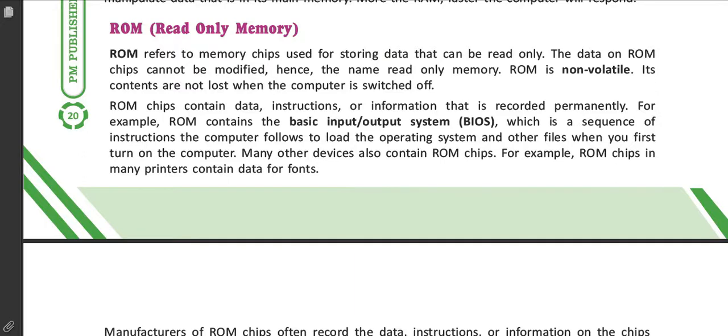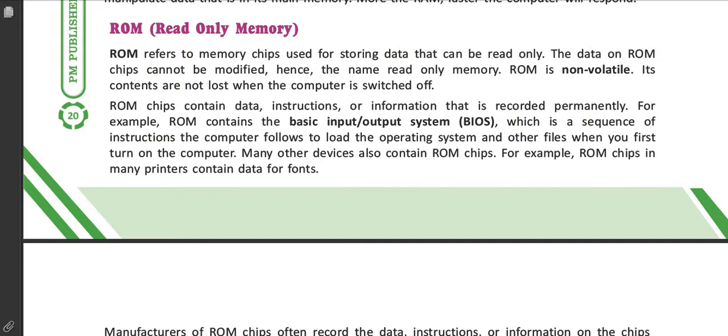Good morning, children. Today we will continue our chapter 2, Computer Memory. In the previous class, we have already discussed computer memory, like what is computer memory and how many types of computer memory. We have discussed that there are mainly two types of computer memory, primary memory and secondary memory. Primary memory is further classified into two parts: random access memory, RAM, and ROM, read only memory.